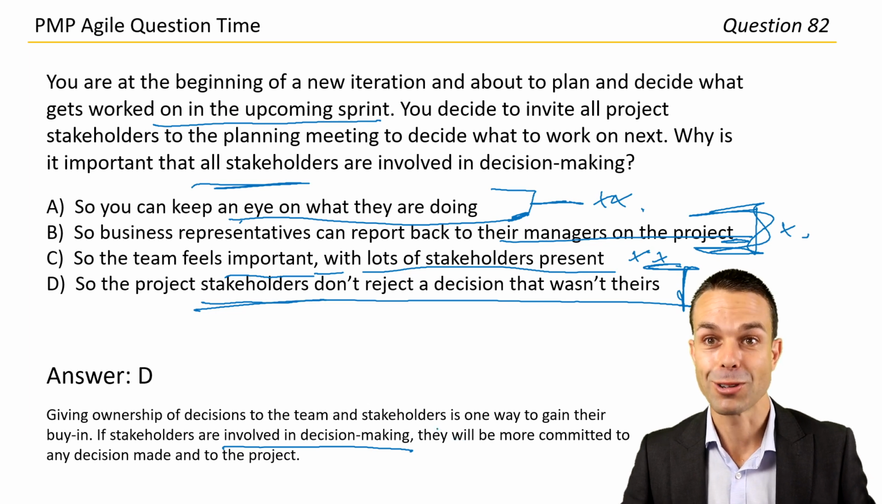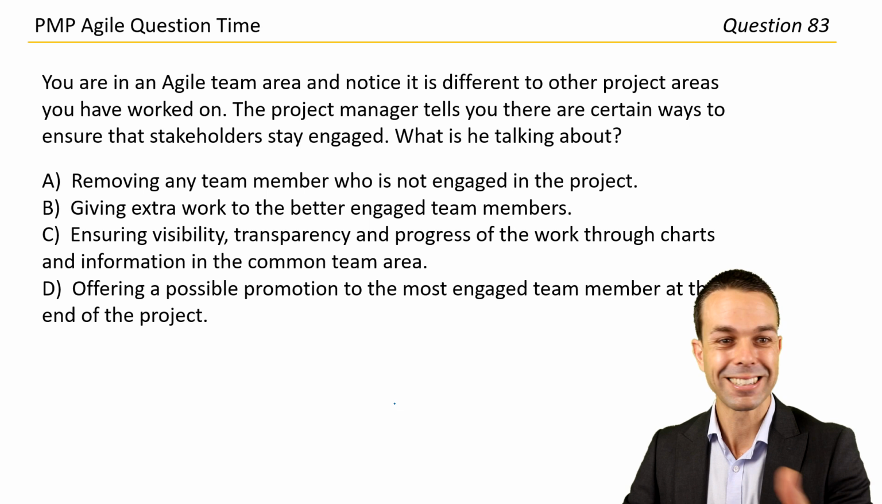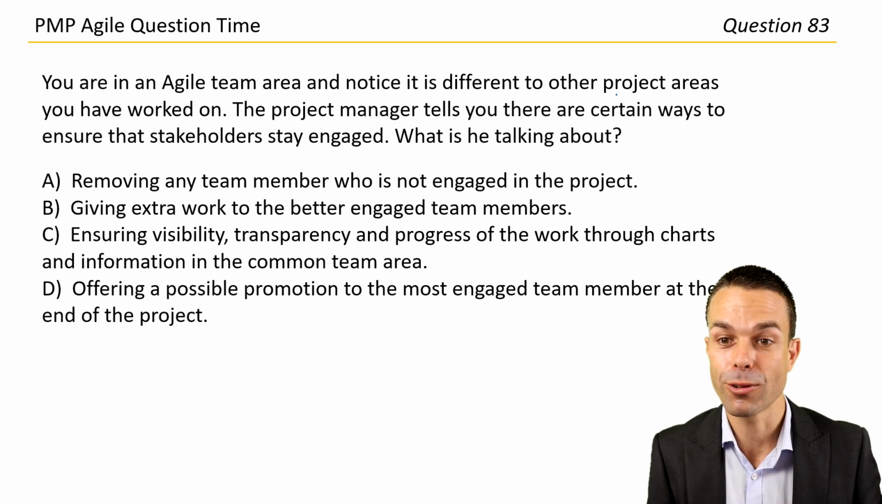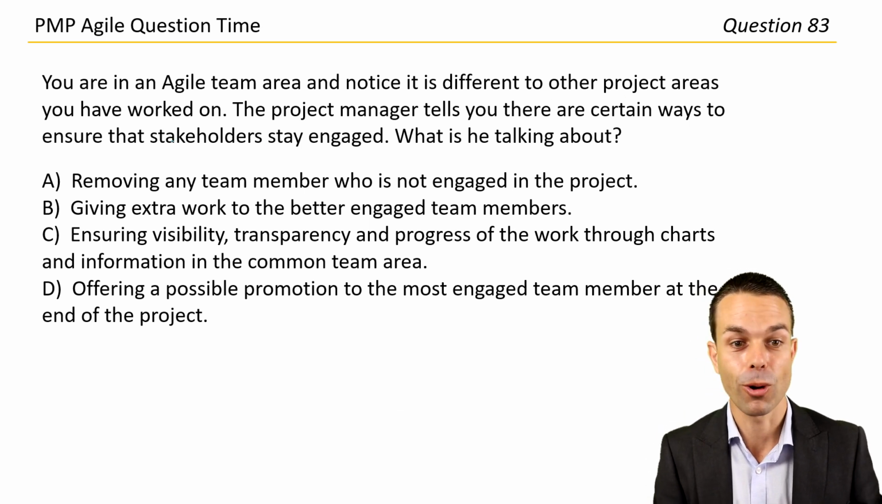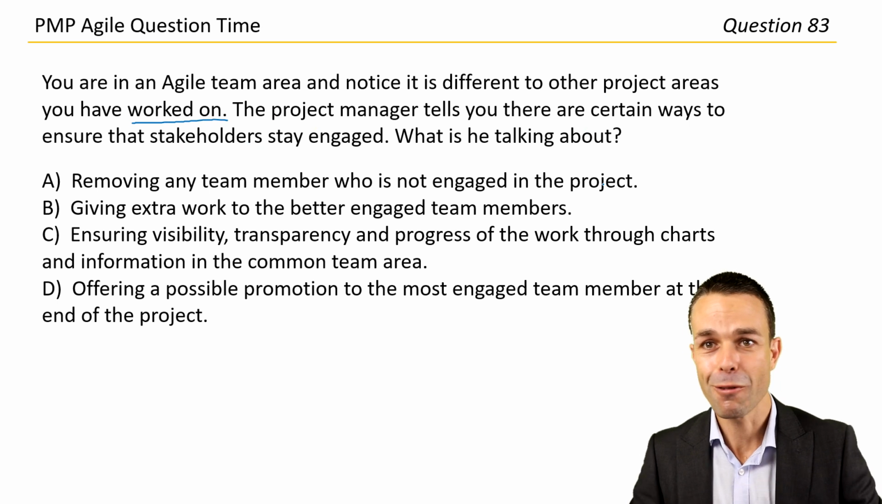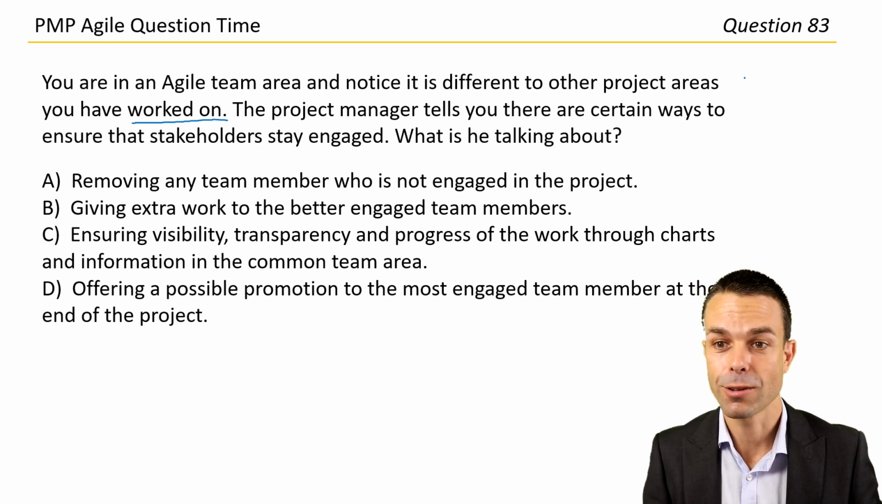All right, I think we've got 5 to go. Let's get to it. You're doing great. You're in an agile team and you notice that it's different to other project areas that you have worked on. That's right. It will be very different. And sometimes, there's a fuzzy middle.